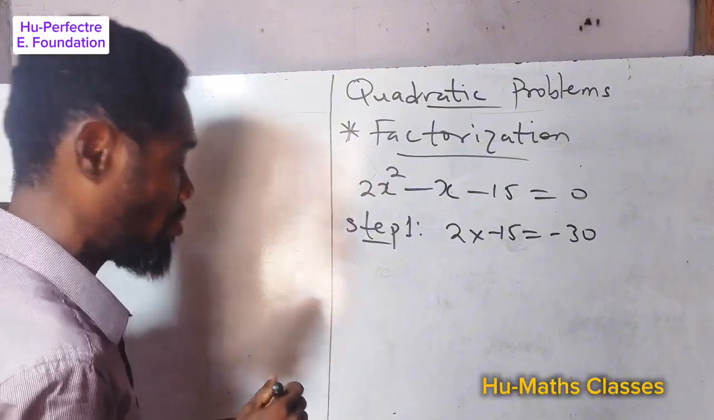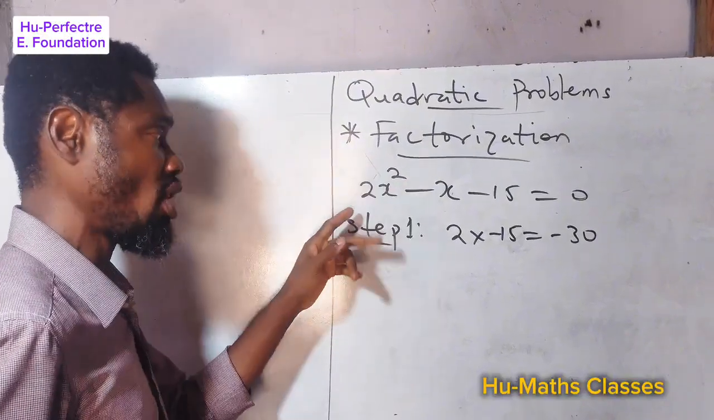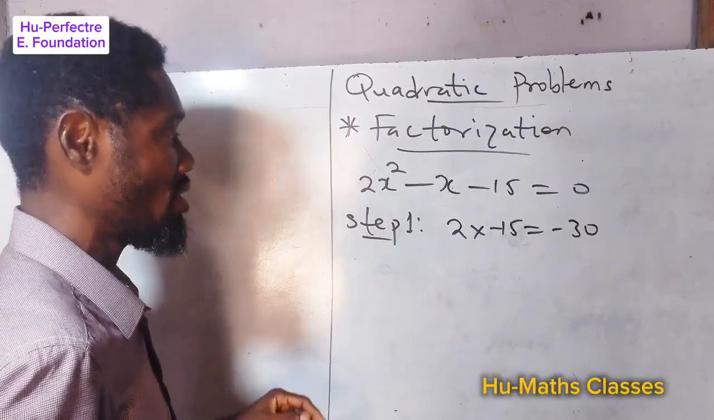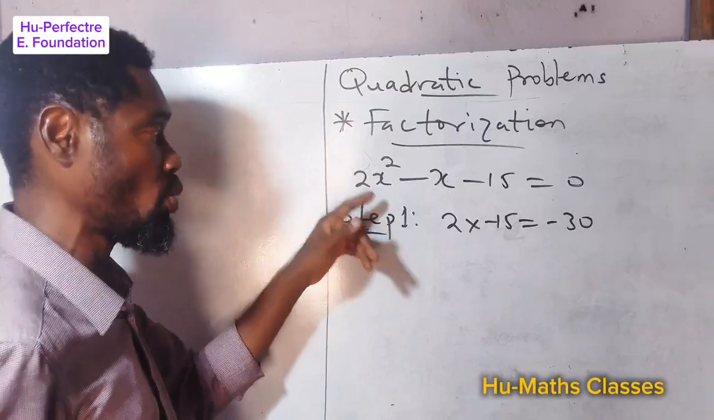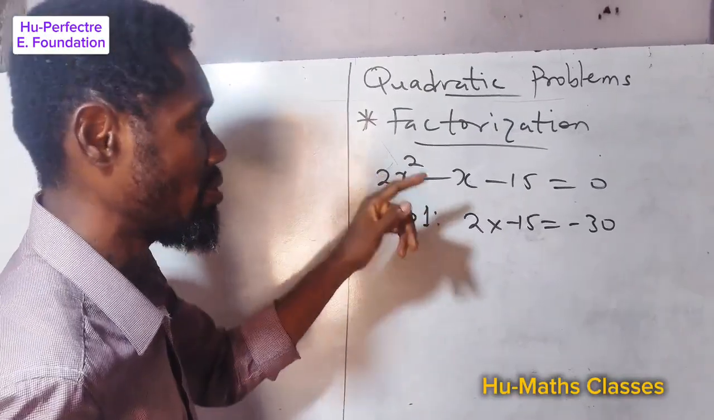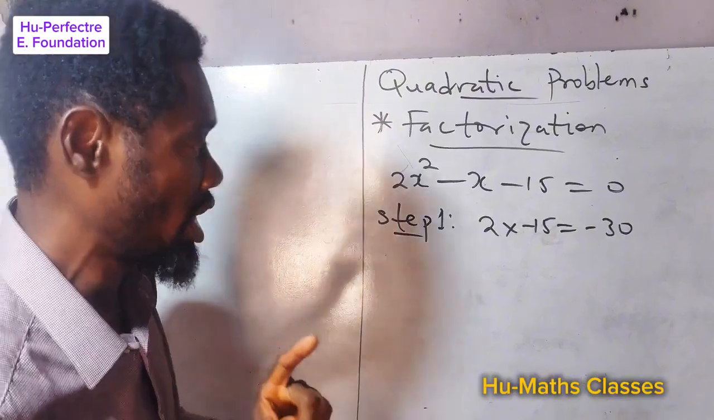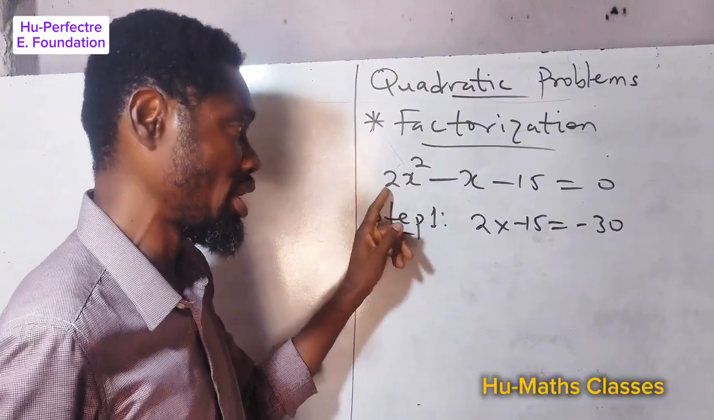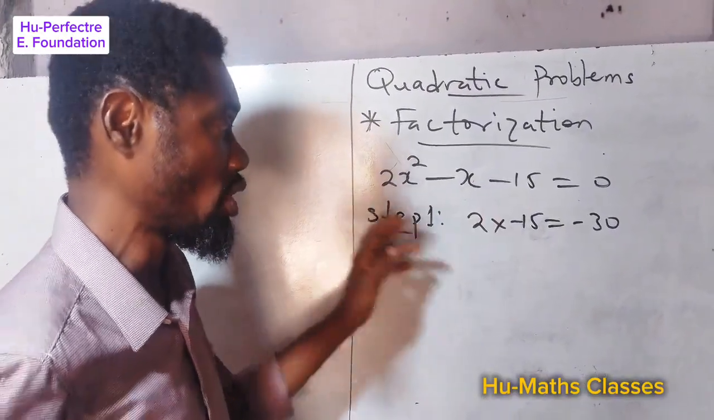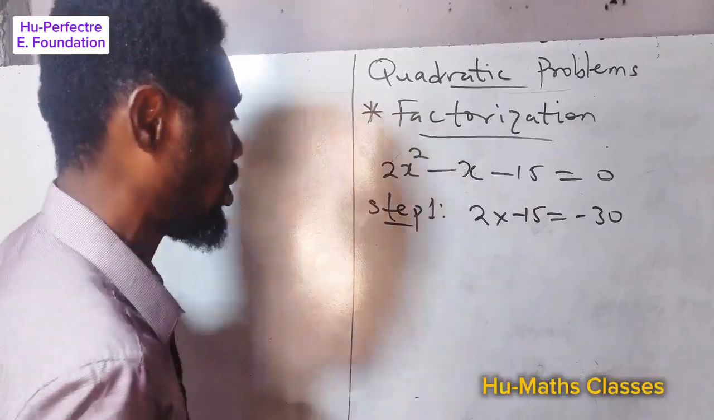That is step 1. Multiply the coefficient of the first term and the last term, or multiply the first term, which is 2x raised to the power 2 times minus 15. Now that will give you minus 30x raised to the power 2. But I'm using the coefficient of the first term alone and the last term. And our result is minus 30.